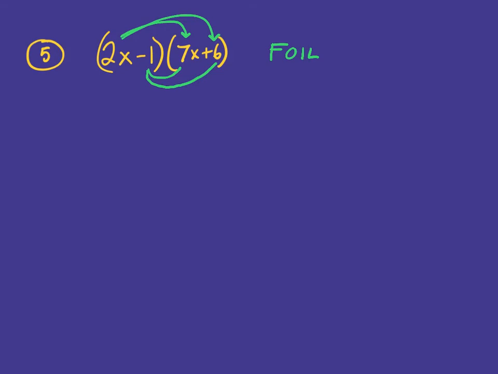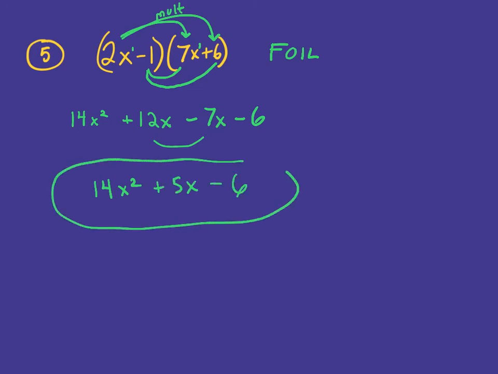So starting with the 2x times 7x. Make sure when you multiply that you're adding those exponents, the x to the first, the x to the first, making x to the second. 2x times 6. Then moving on to the negative 1. Negative 1 times 7x is going to be negative 7x. Negative 1 times 6, negative 6. And then add any like terms.